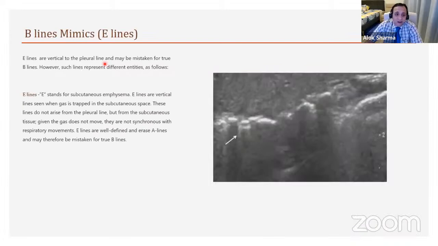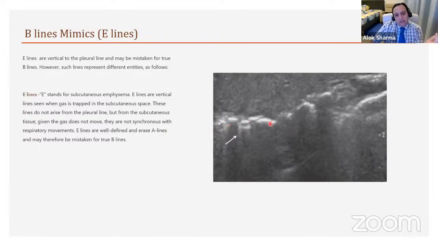And I would frankly ask you to forget about this, but for completion's sake I'm telling you what B-line mimics are. There are E-lines, and E-lines reflect the presence of air above the pleural line, as in subcutaneous emphysema. Actually, this is the pleural line in this baby. Really what has happened is that air has leaked into the tissue at the top. We know that you're going to have an air-tissue interface with high acoustic impedance, which will cause reflection. It gives you these bright areas with some vertical artifacts, which can mimic B-lines. They are classically called E-lines.